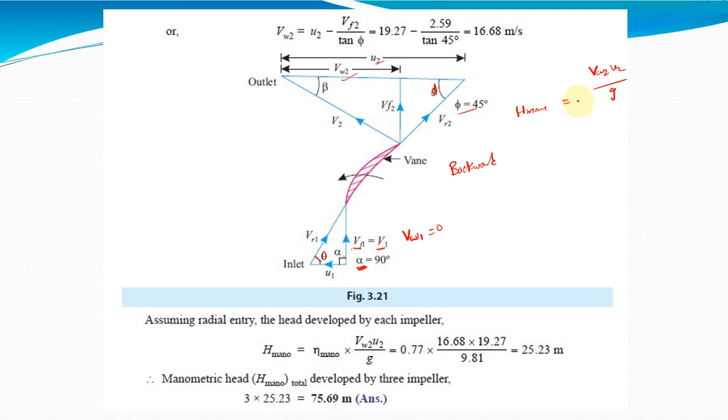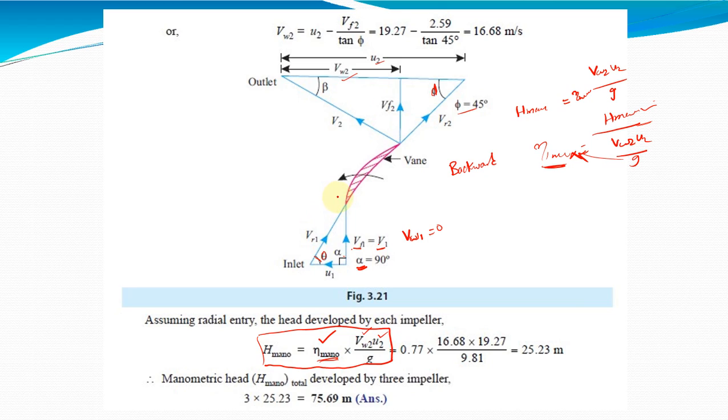If you know the overall efficiency, the manometric efficiency, we have to multiply with it, because manometric efficiency is H manometric divided by the actual head developed by the impeller to the water, which is VW2 U2 by g. So H manometric will be the manometric efficiency multiplied by VW2 U2 by g. Okay, so this is the equation. We know the manometric efficiency. We don't know VW2 and we don't know U2. If you calculate these, you can calculate H manometric, right?